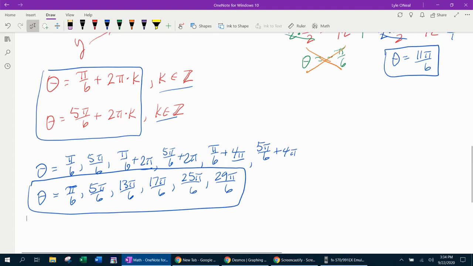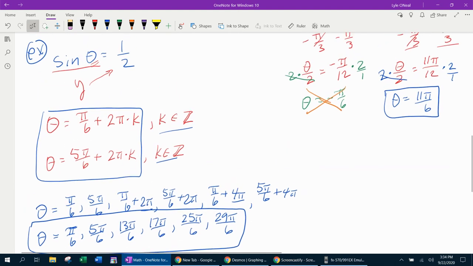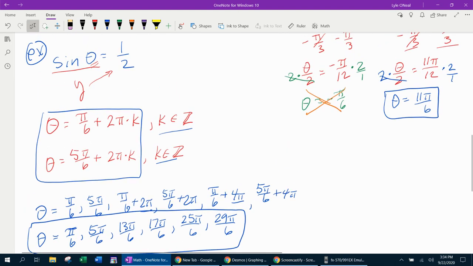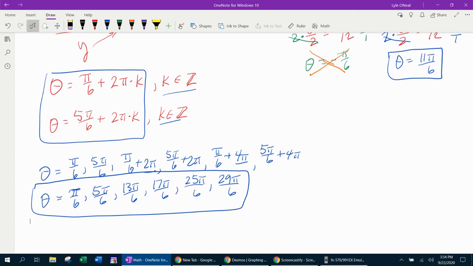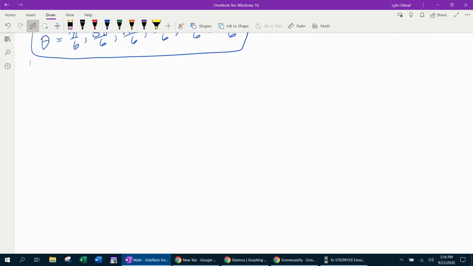Man, not the easiest thing in the world. The equation was simple. Sine theta equals a half. But coming up with the general solutions and then the first 6 takes a little bit of work. They do. But that's that example done. I think we should do one more example. Let me scroll on down here. And let's do this one in black.